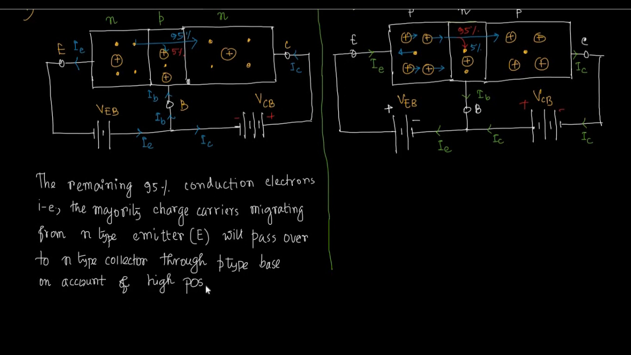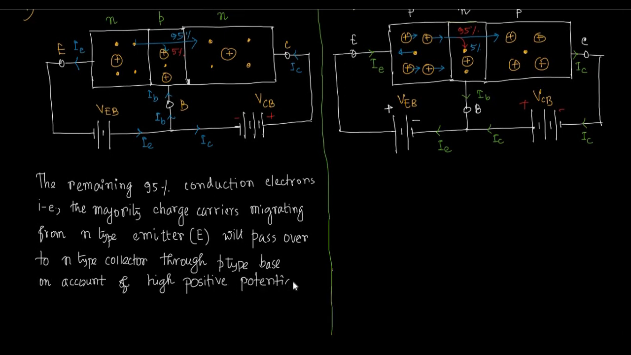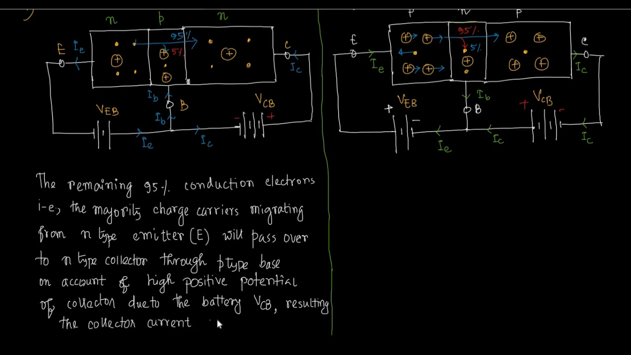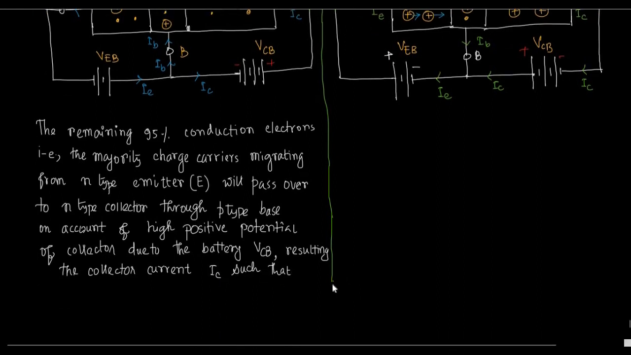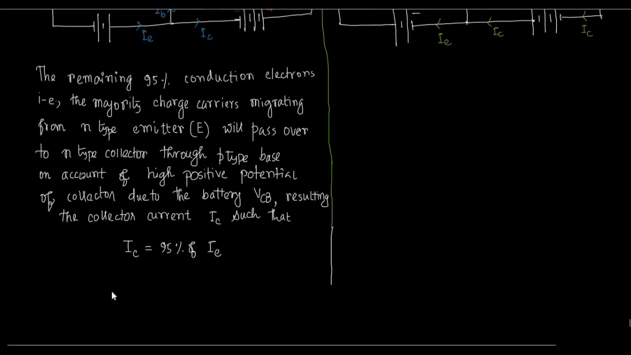This happens on account of the high positive potential of the collector due to the external battery VCB, resulting in the collector current IC, such that IC is equal to 95% of IE, where IE is the emitter current.